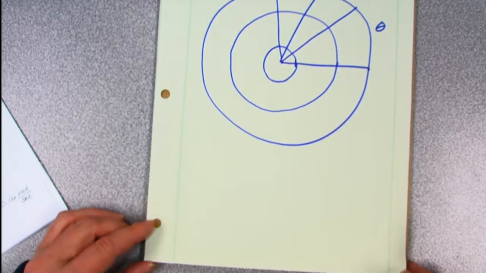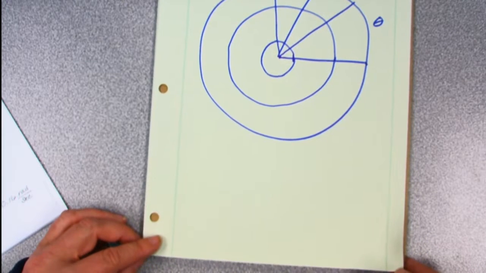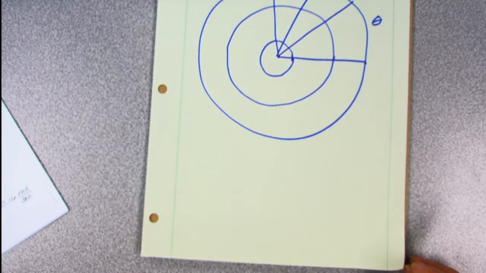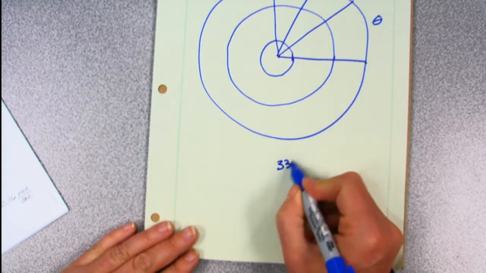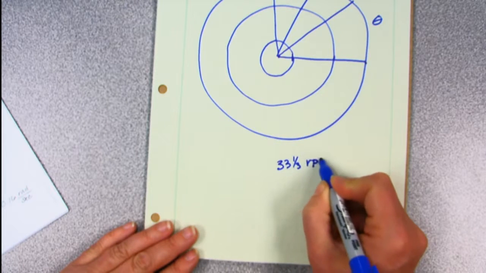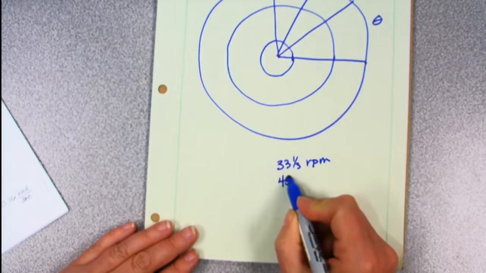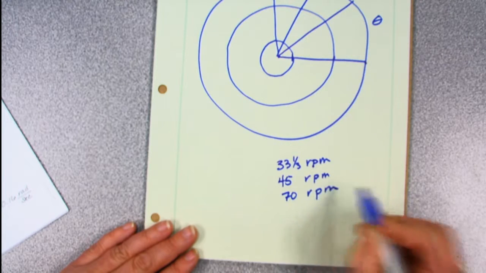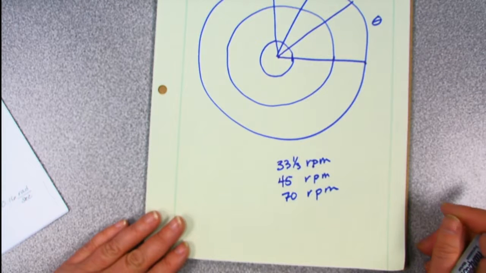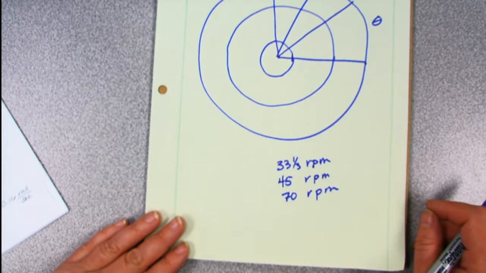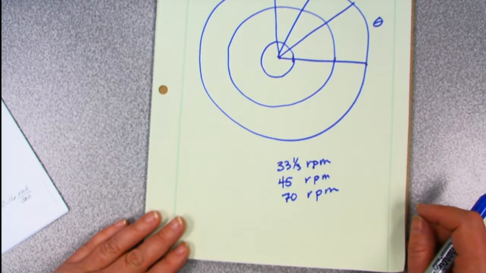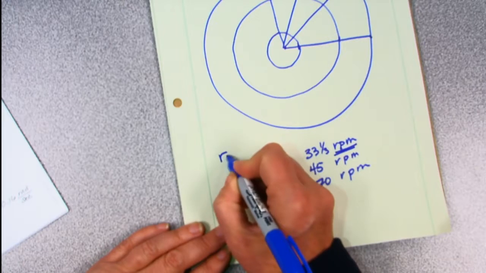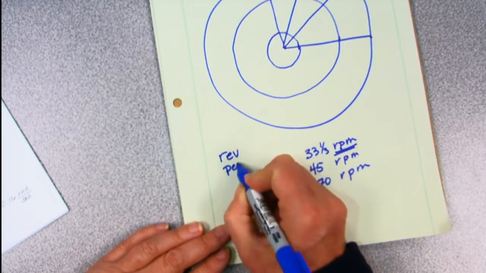If I have a good old vinyl record, remember vinyl records, there are typically 3 speeds, right? 33 1/3 RPM, 45 RPM, and 70 RPM. I don't know what the one is in your CD player, but your CD player's doing the same thing too. Now think about what that means. That means revolutions per minute.